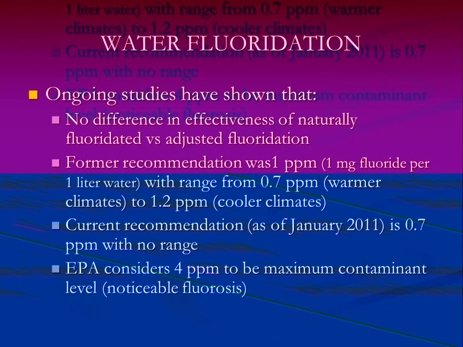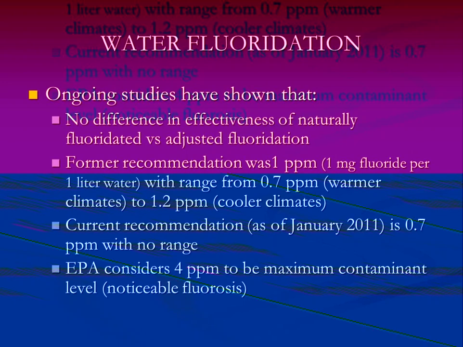I would know the recommendations of water fluoridation. The former recommendation was that range of 0.7 parts per million to 1.2 parts per million. The current recommendation as of January 2011 is 0.7 parts per million with no range. And that's because we now have climate controls like air conditioning and heat. So we don't really have to think about whether we live in a warmer climate or a cooler climate.